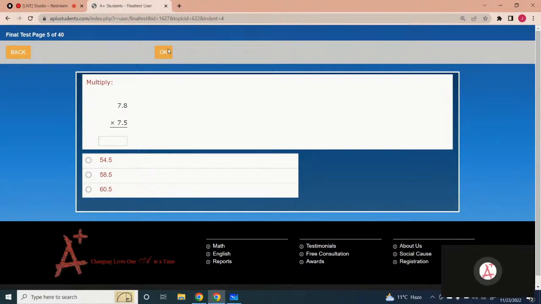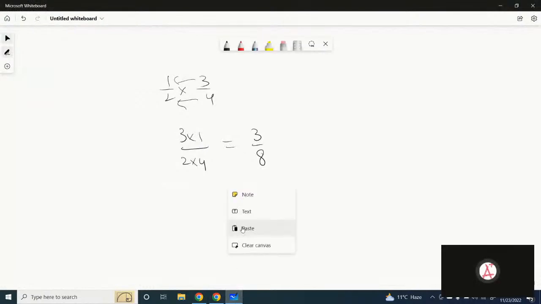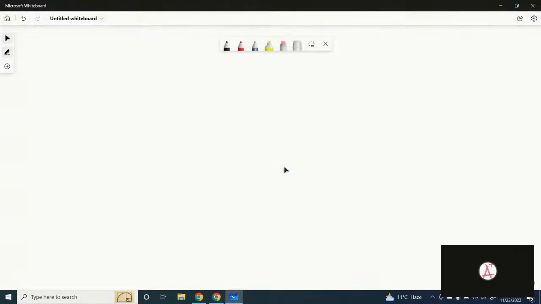Okay, the next one is 7.8 times 7.5. First let's just multiply them without the decimal points. Got it? Simply multiply. 5 times 8 is 40, 0, 4 carry. 5 times 7 is 35 and 4 is 39. Now 7 times 8 is 56, so here you have 6 and 5 carry. 7 times 5 is 35, 7 times 7 is 49, 50 and 54.